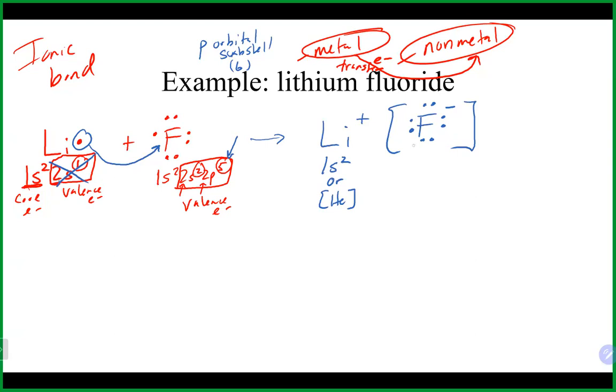The fluorine picks up the electron at the end there and becomes 1s2, 2s2, 2p6. That is 6, 8, 10 electrons. On the periodic table, number 10 is neon, which is also a noble gas. So fluorine, by picking up that electron from lithium, is able to achieve noble gas configuration.